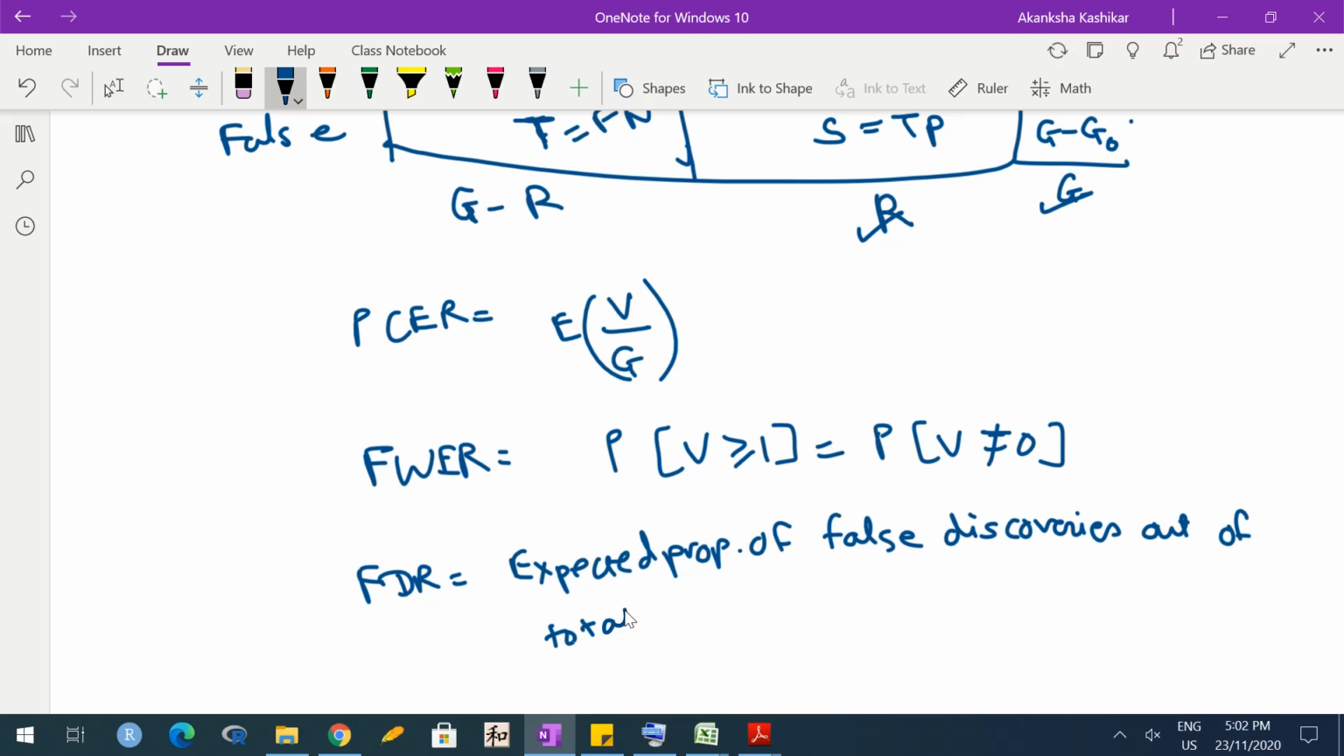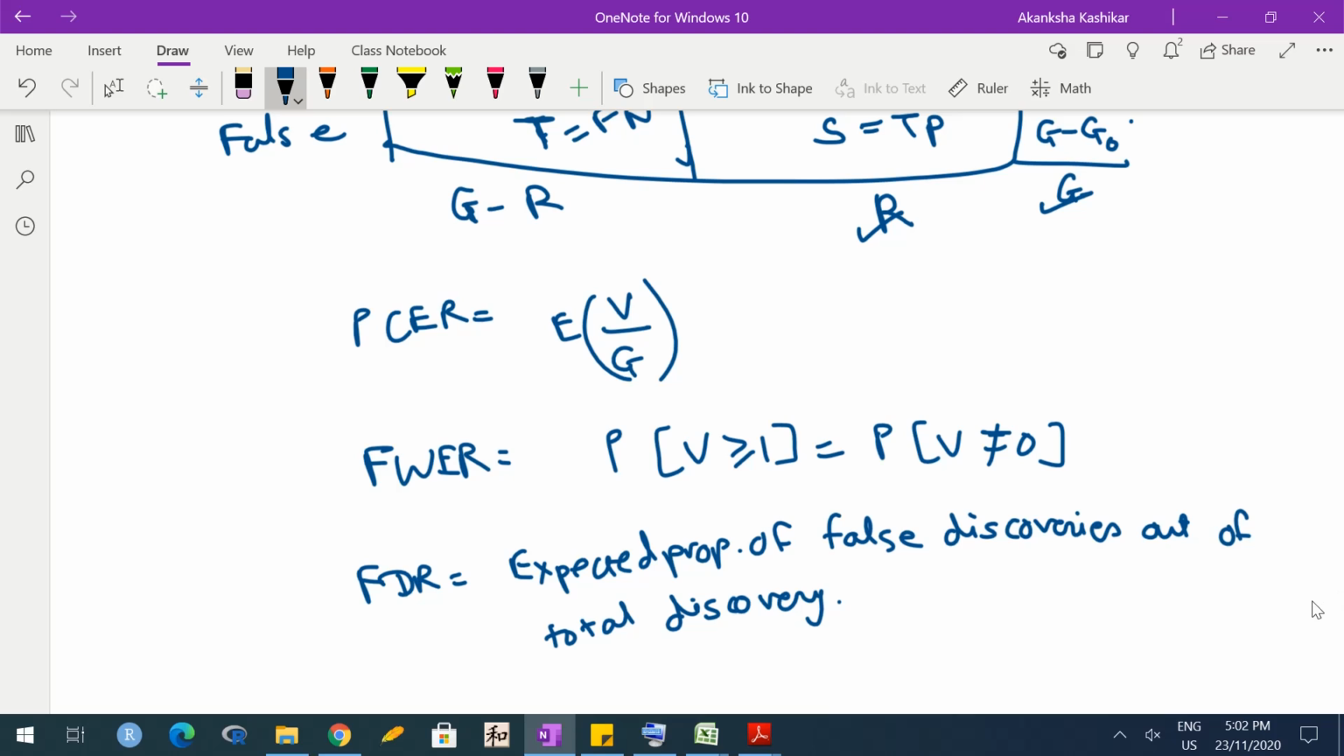What do I mean by discovery? Rejection of H0 is generally of interest. In fact, that is how you frame your H0 and alternative hypothesis. The alternative hypothesis is something that you are interested in. So if your H0 gets rejected, then you say that you have discovered something.